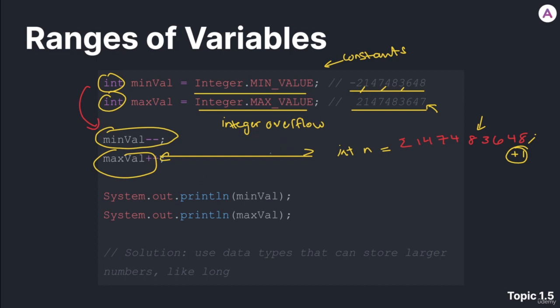So how can we solve this problem? Well, the solution, see down here, is to use data types that can store larger numbers, like long. Long is a data type just like int and double. You do not need to know long for the AP Computer Science test, but it's helpful to know that there are solutions for this. The solution is just to take up more memory on our computer by using bigger data types like long, which can store larger numbers.